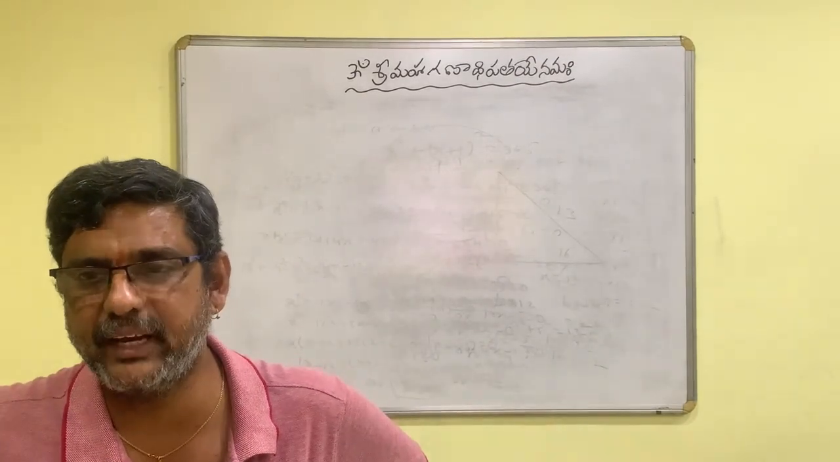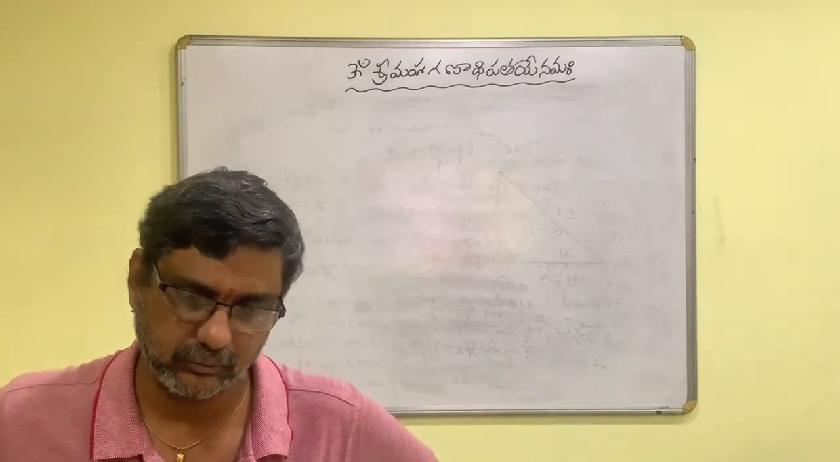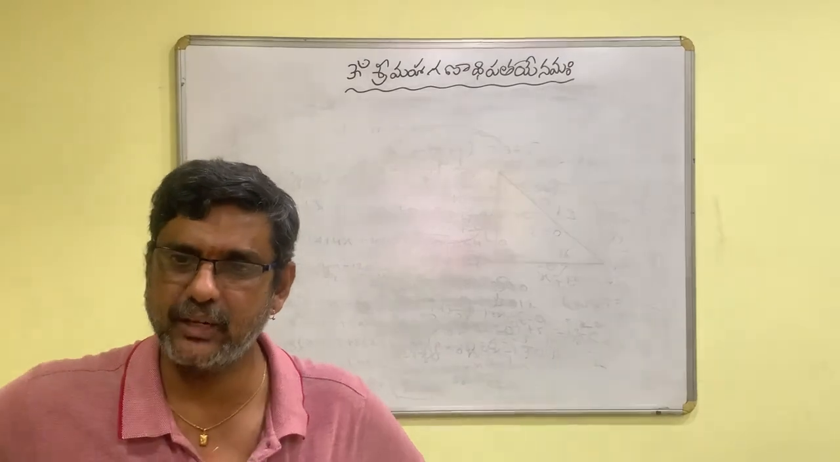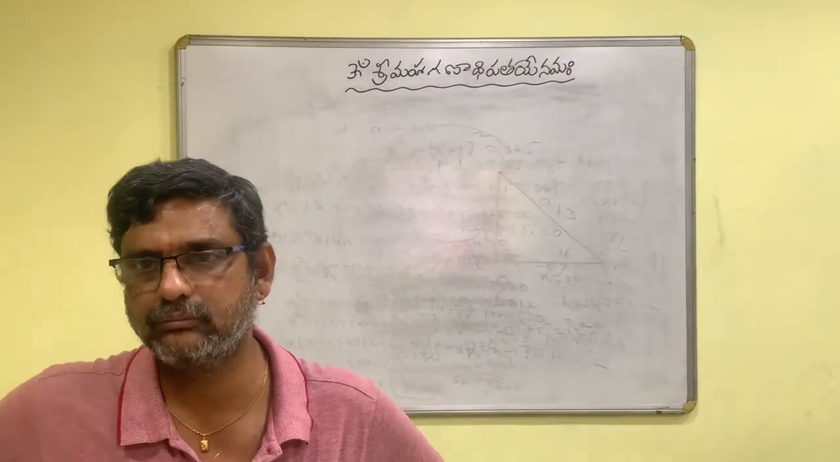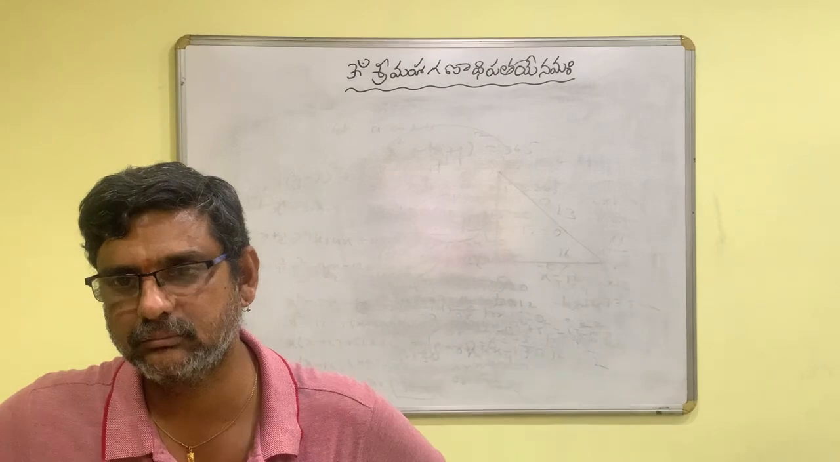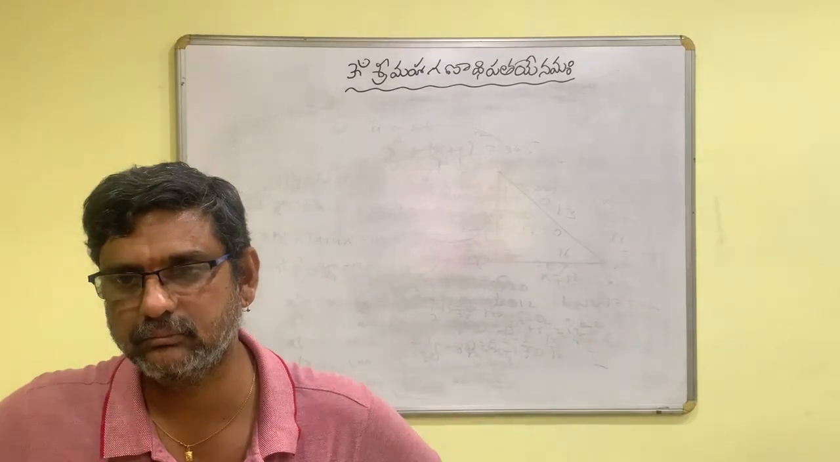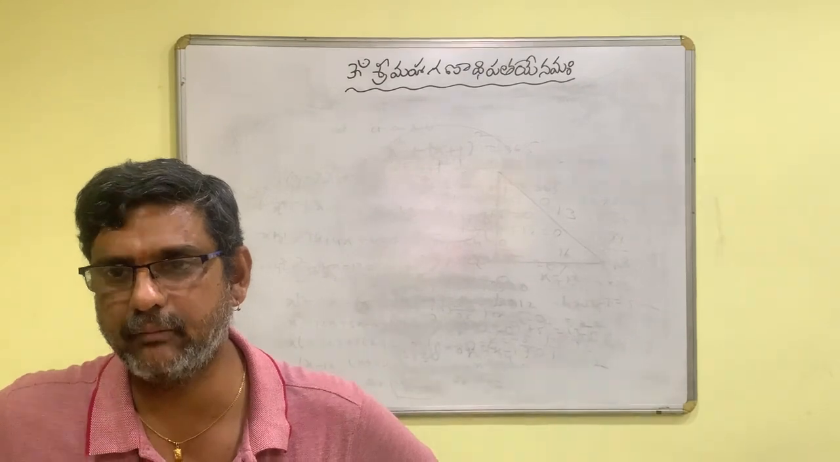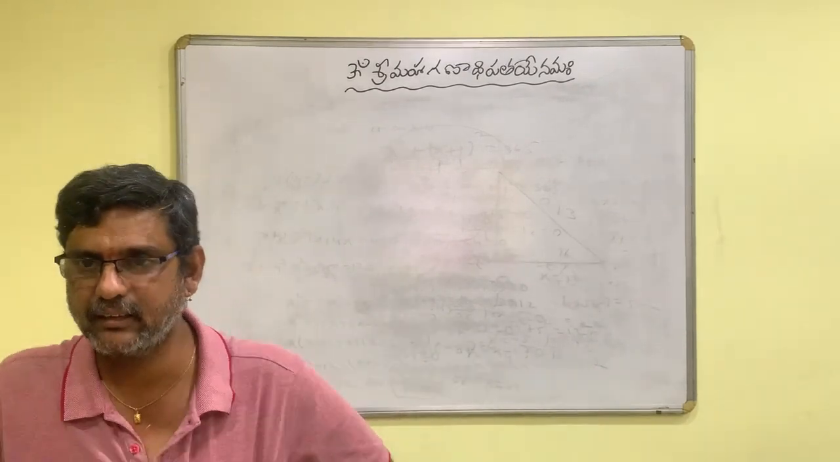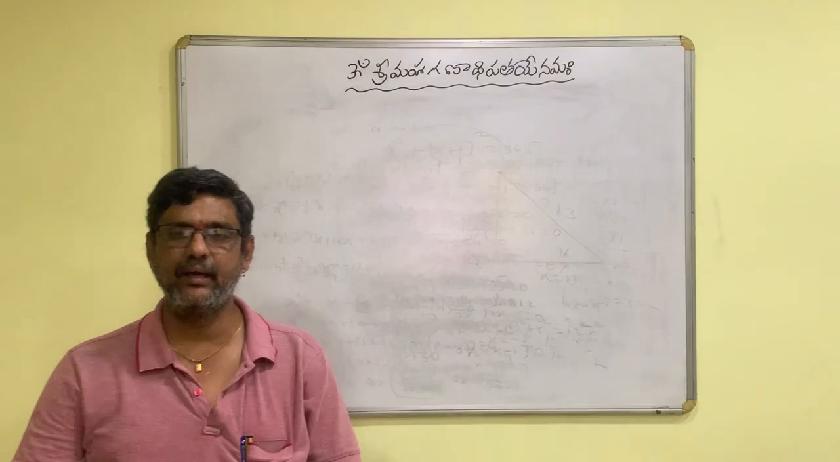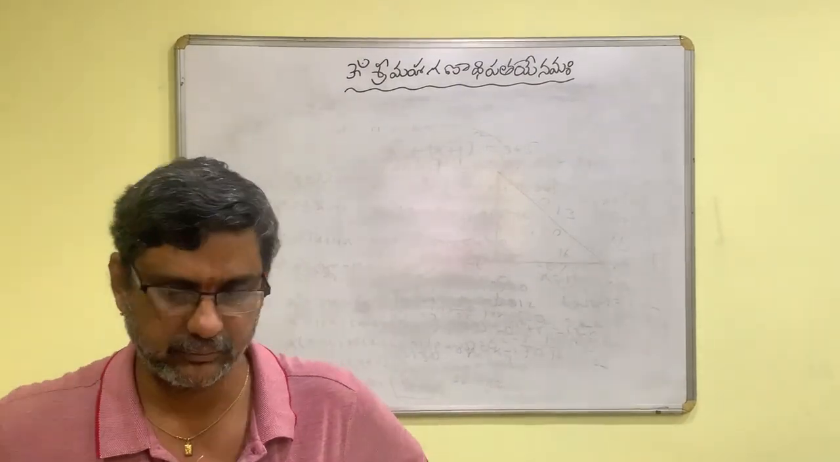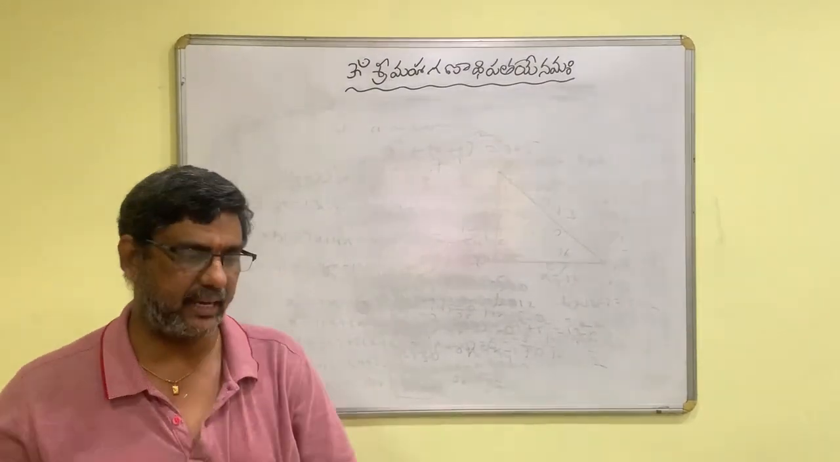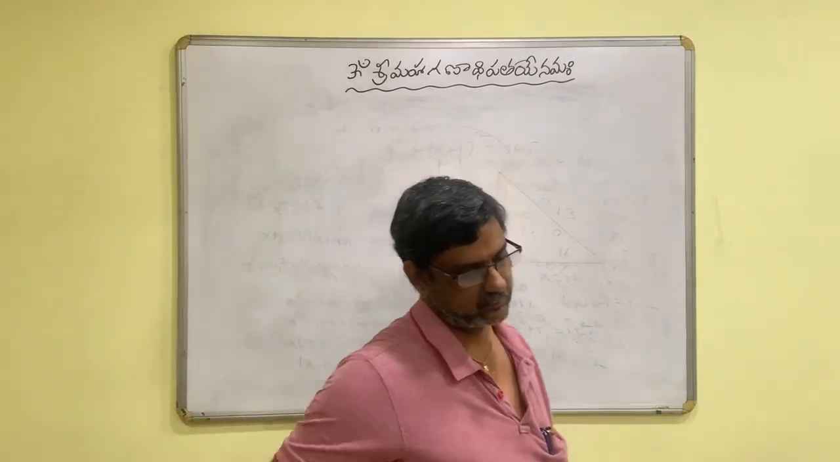So how much is remaining with you? 500 minus 220, how much? 280 rupees. Very good. So you gave that money to your father.